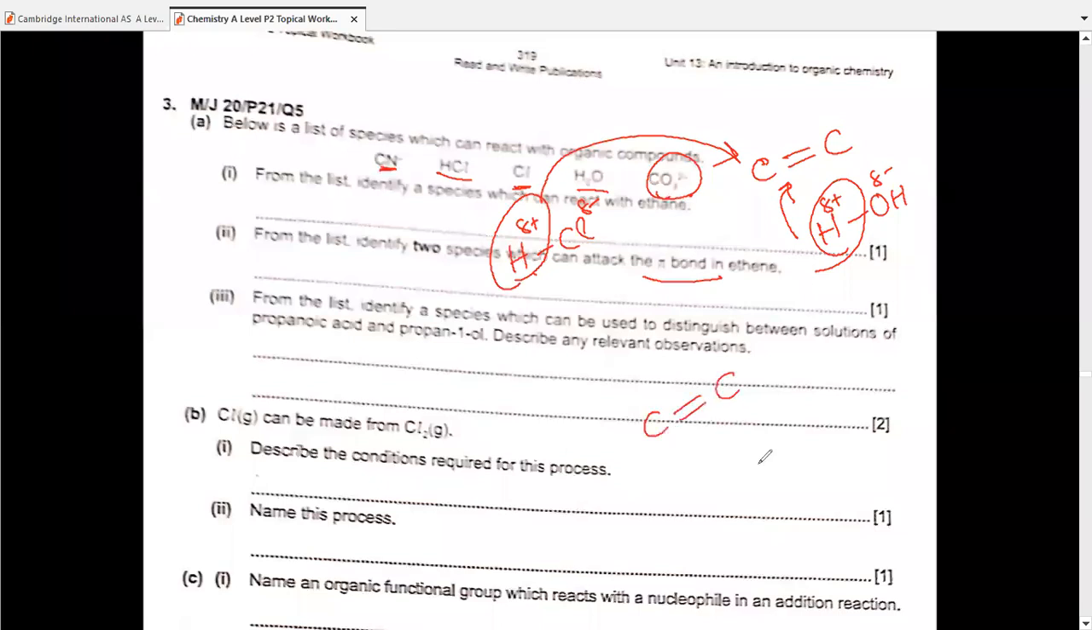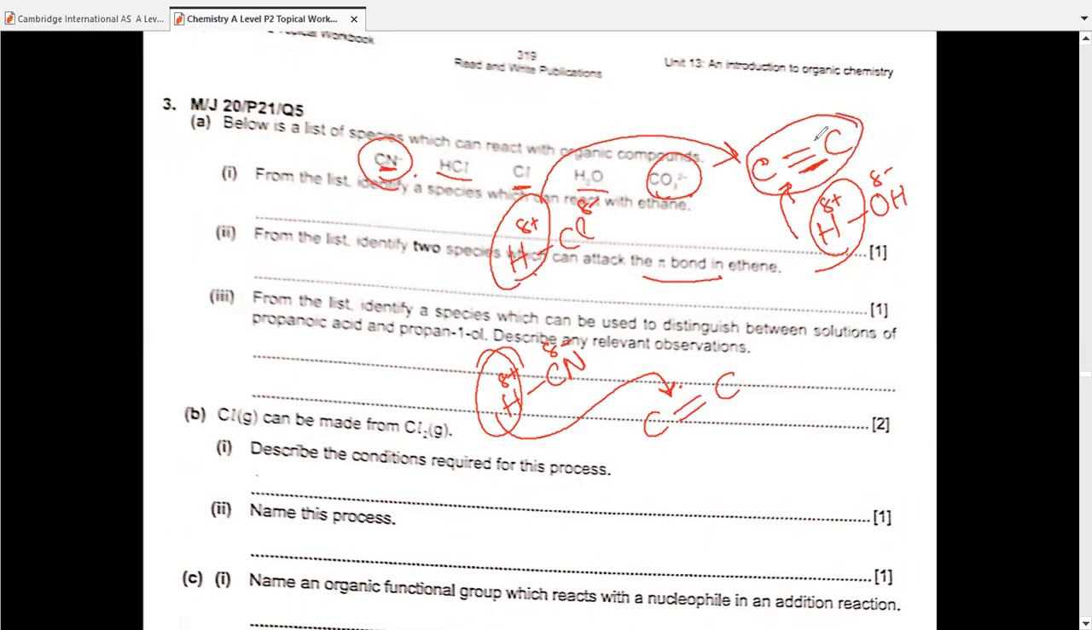This one is actually attacking this part. CN- does not do that. Okay, and it's CN- alone. Remember, a negatively charged species should repel the high electron density portions of a double bond. This area, this should repel it, this should repel it.